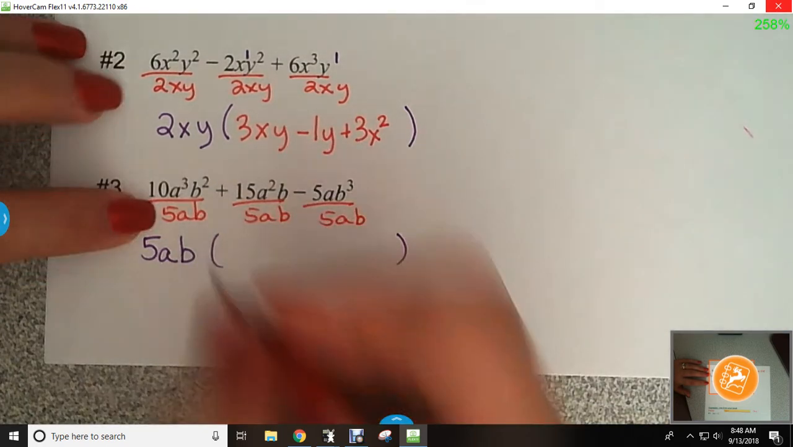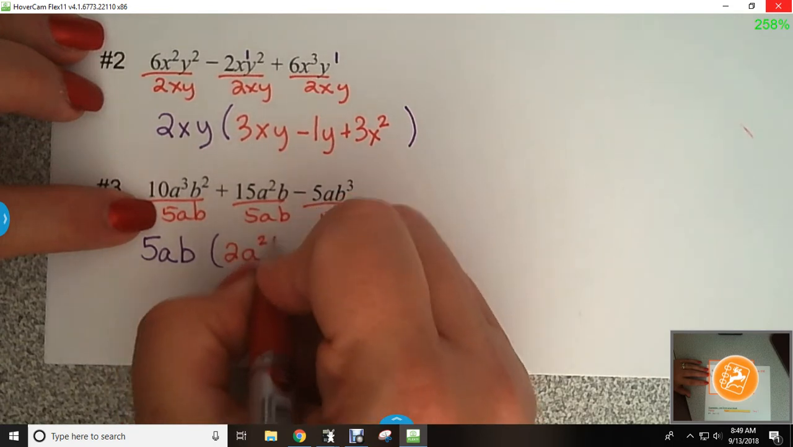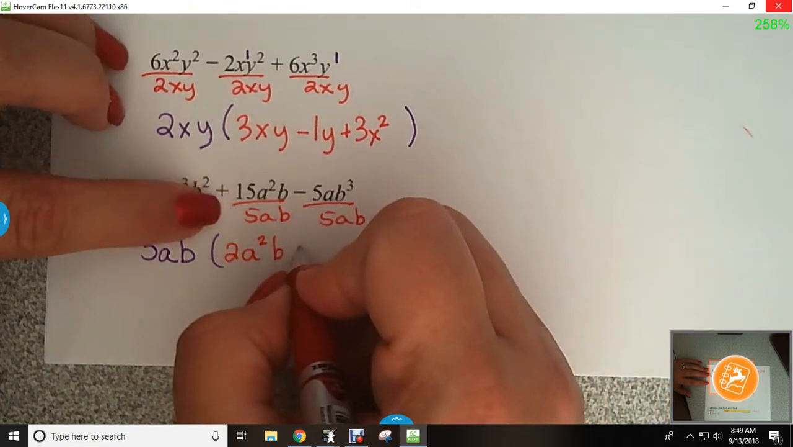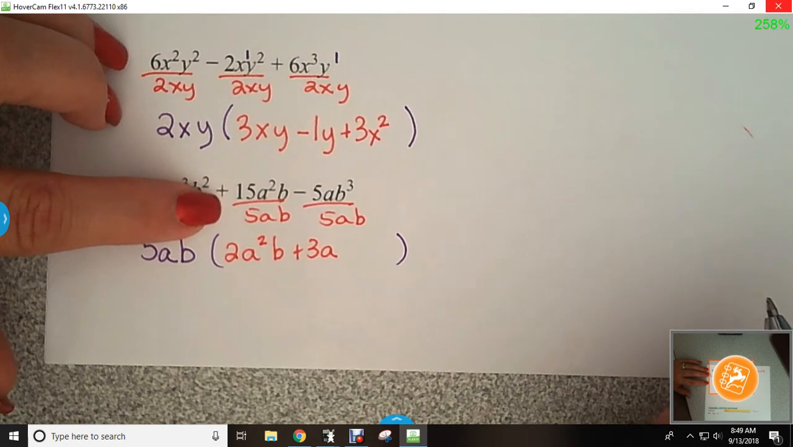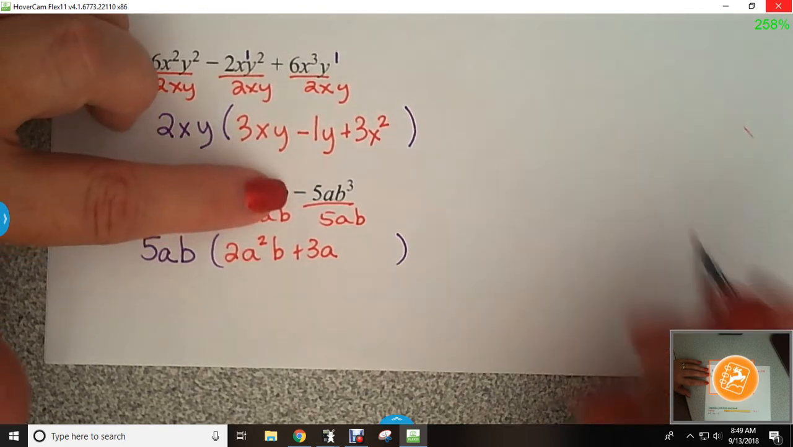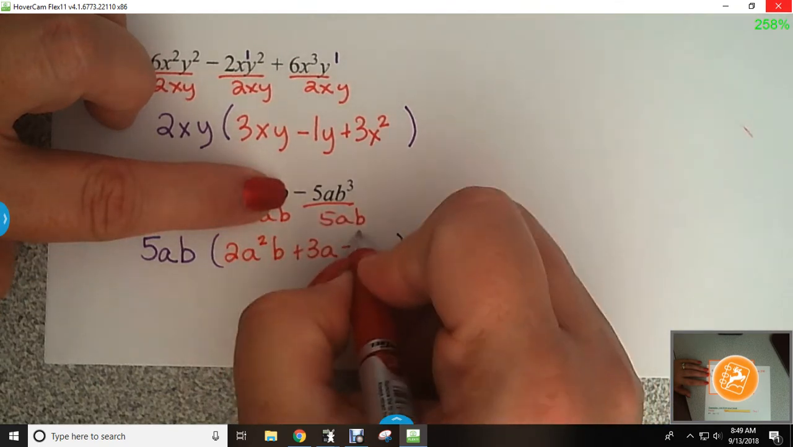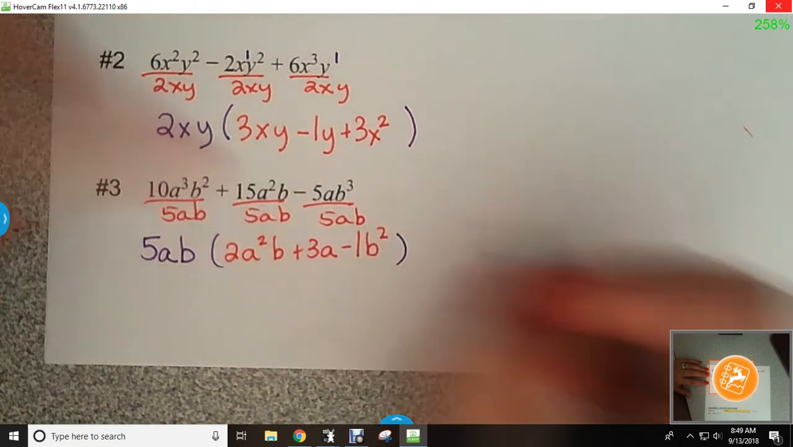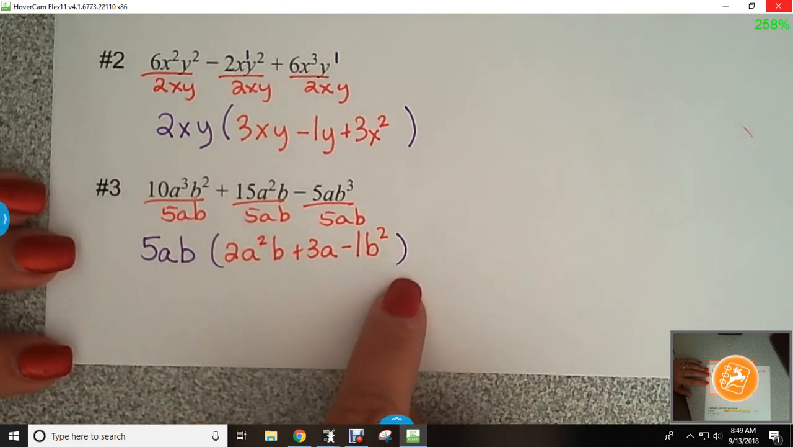So 10 divided by 5 is 2. I get an a squared and a b to the first. Here, 15 divided by 5 is a positive 3. I get an a to the first and the b's cancel. For my last term, negative 5 divided by 5 gives me negative 1. The a's will cancel and I get b squared. You can write the 1 coefficient, but you don't have to. This is your factored form.